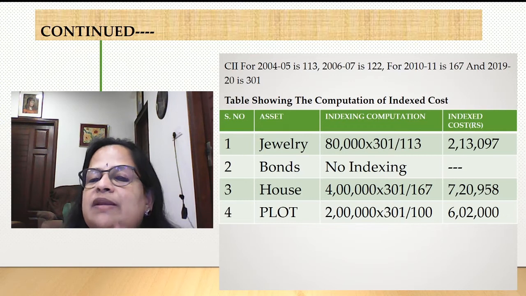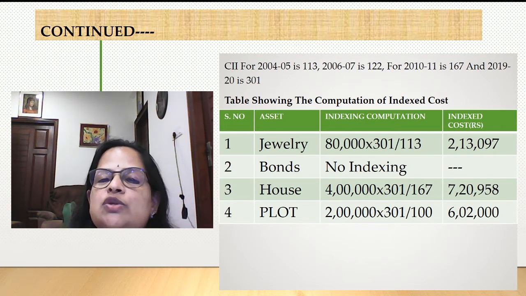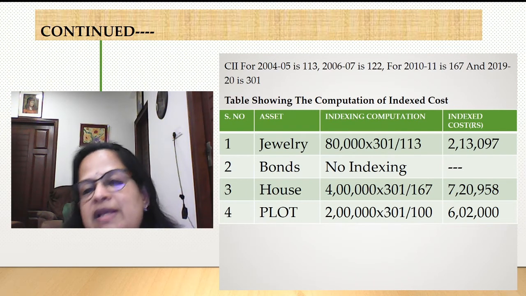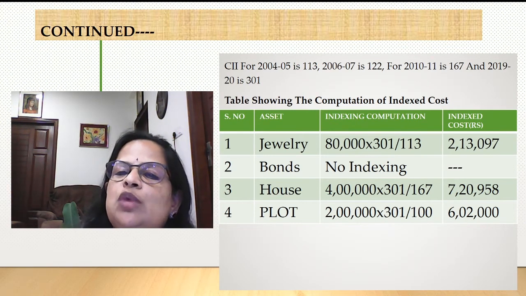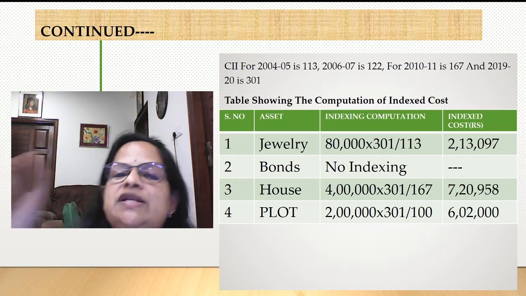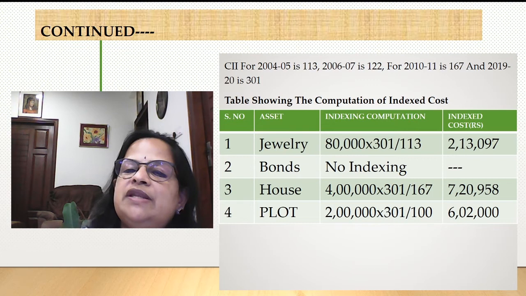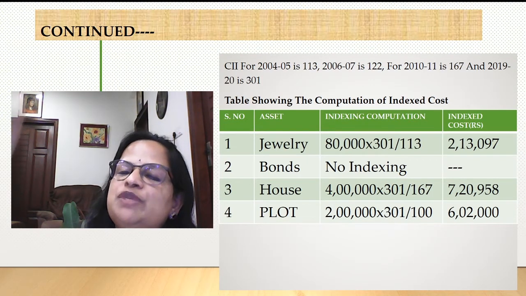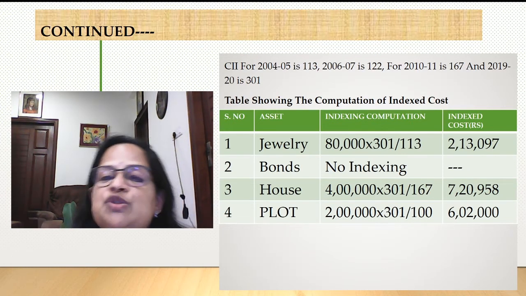301 is this year's index, which is also given in the question. Now you have to remember that this was purchased in 2004-05. That is why 80,000 into this year's index divided by the index of the year of purchase gives you the indexed price as 2,13,097. So when we are calculating capital gain, instead of 80,000, we will reduce 2,13,097 rupees from the selling price. So it's beneficial to the assessee. That is the purpose of indexing.